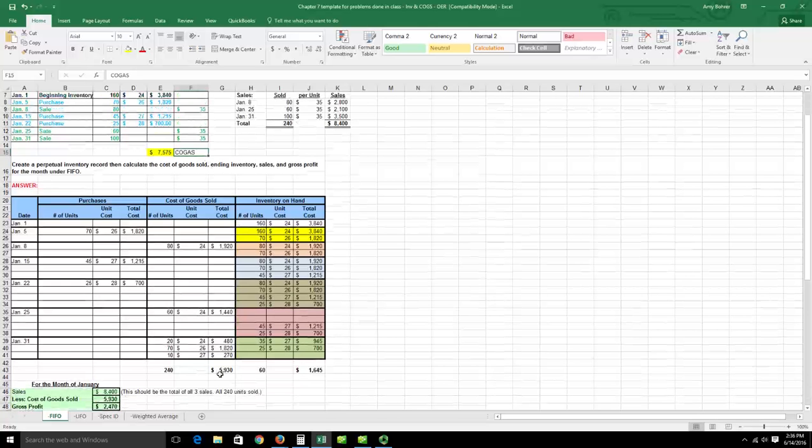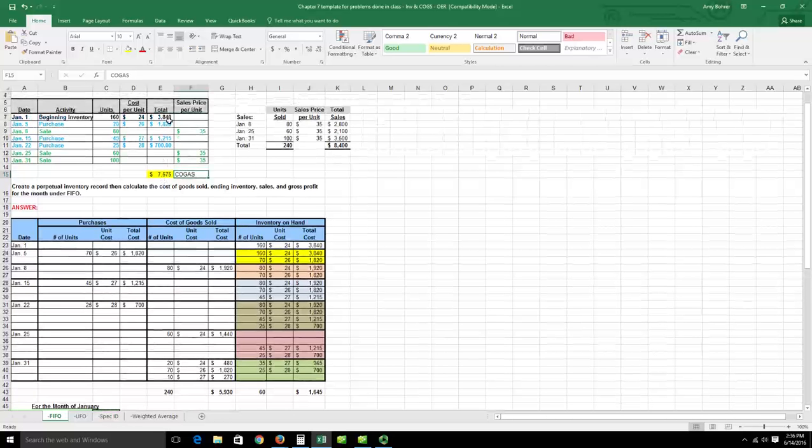When you get done calculating your cost of goods sold and your inventory on hand, these two numbers should come back to your cost of goods available for sale, right? Because these units that I have in beginning inventory plus all my purchases, they're either sold at the end of the month or they're still sitting there as inventory on hand. So this $7,575 has to agree to these two numbers added together at the end. So that's one way you can double check.